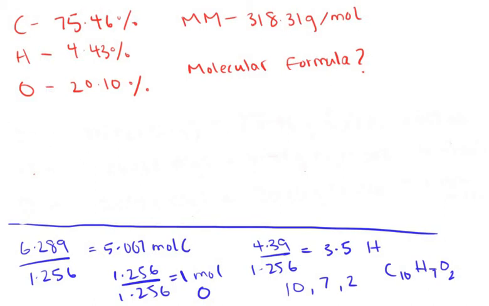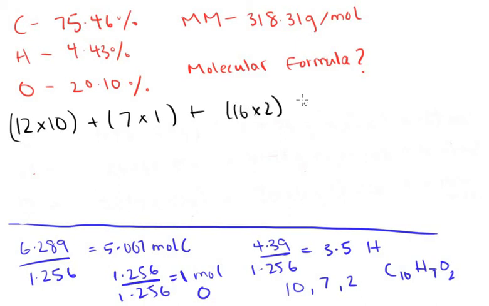So let's use black or something. Let's compare this. Let's find the molar mass of the formula that we got with the ratios that we got. So 12 times 10 plus 7 times 1 plus 16 times 2. We get approximately 159 grams per mole.